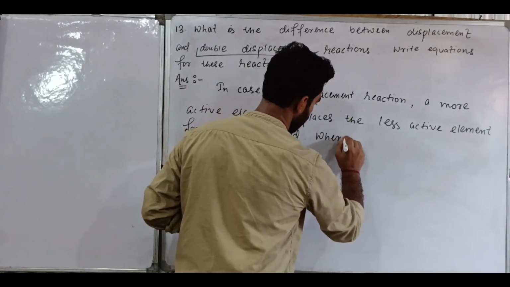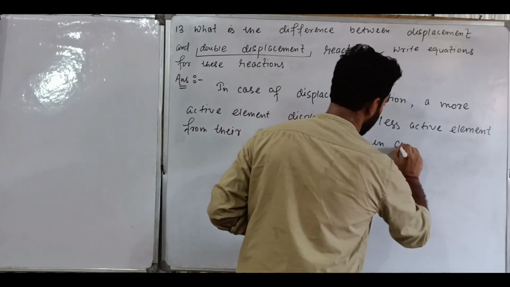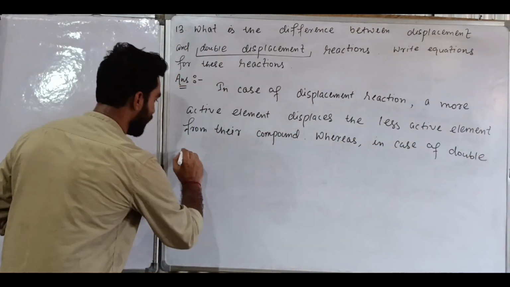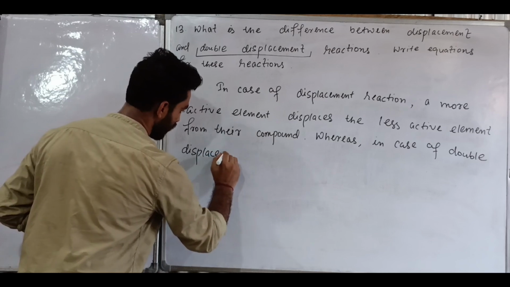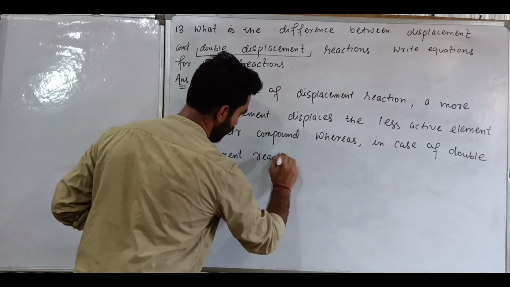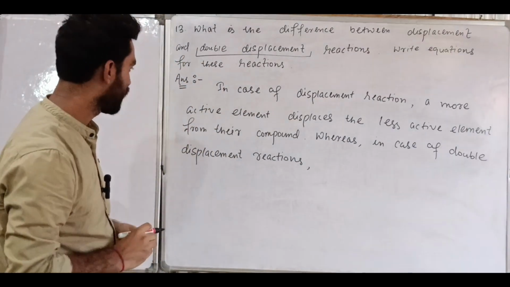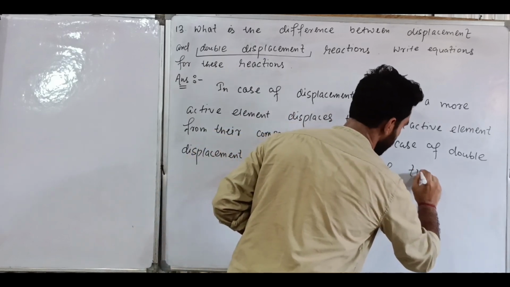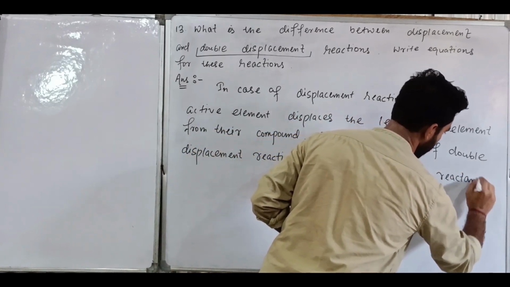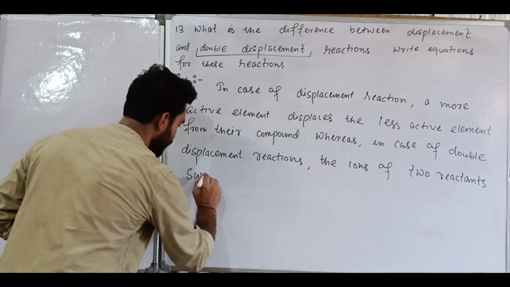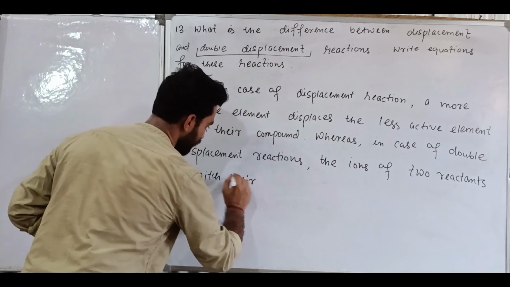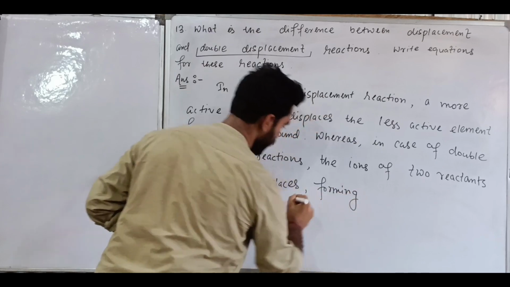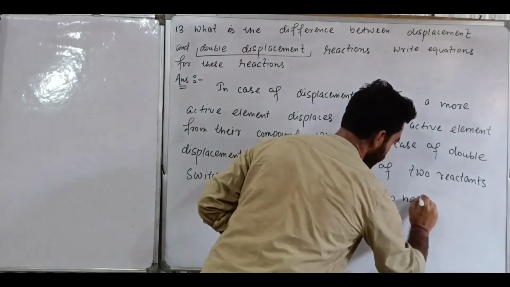Whereas in case of double displacement reaction, the ions of two reactants switch their places, forming two new products.